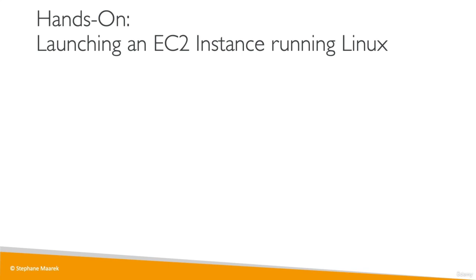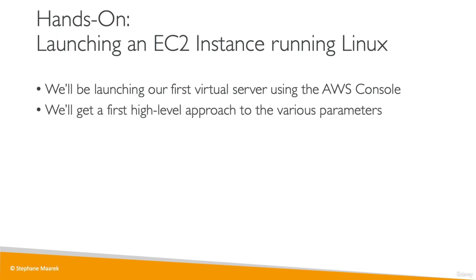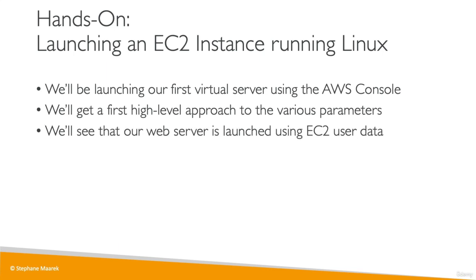So we are going to be launching our first EC2 instance, and it will be running on the Linux operating system. And to do so, we will do it using the AWS Management Console. That will allow us to get a high-level approach to understanding some parameters for the configuration of your EC2 instances. Then we'll use something called the EC2 user data script to configure our web server.